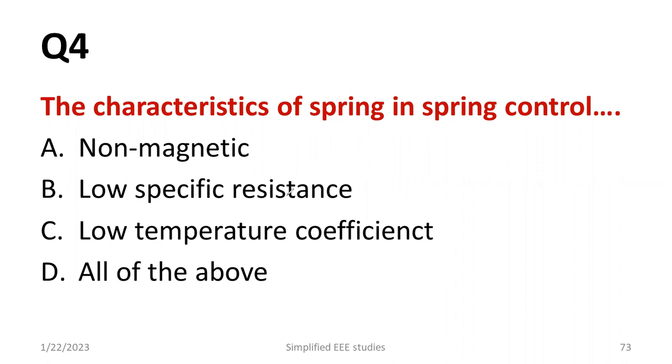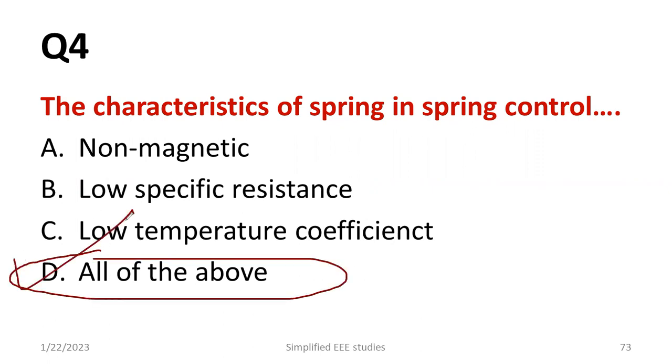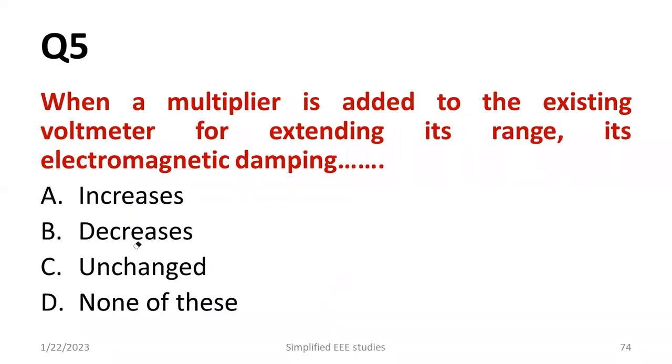So the characteristics of the spring in spring control: non-magnetic, it is correct. Low specific resistance, it should have very little specific resistance. It should have a very low value of temperature coefficient of resistance. Then all characteristics are applicable. So it is better to go ahead with option D. Option D is the right answer for this particular question. Yes. Let me discuss question number 5.